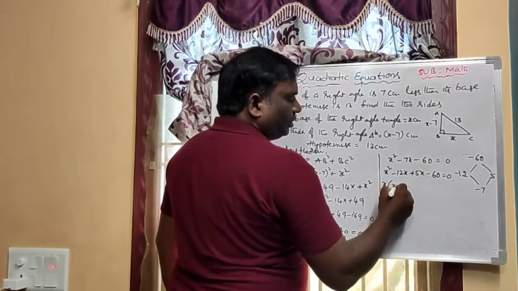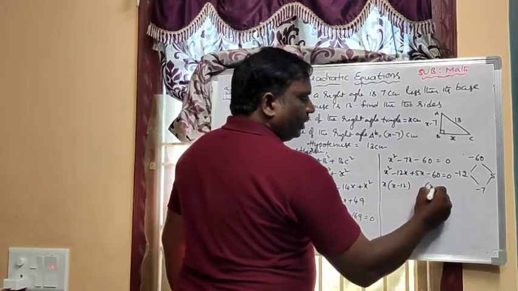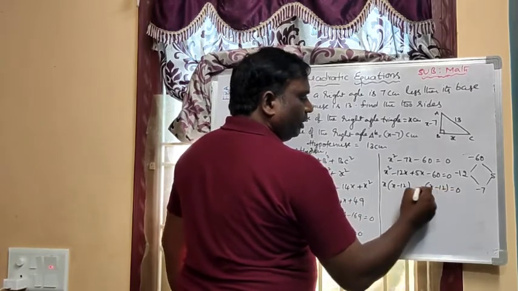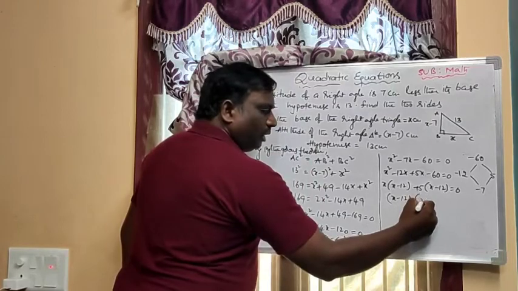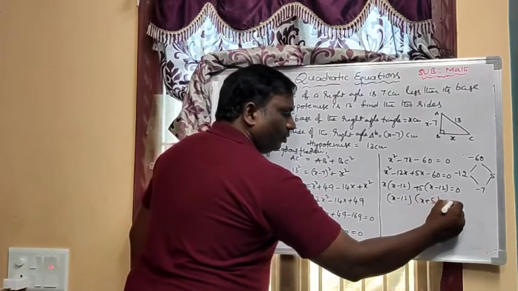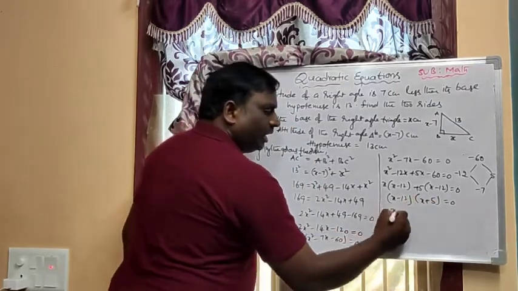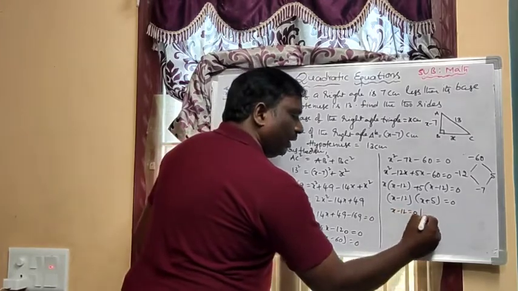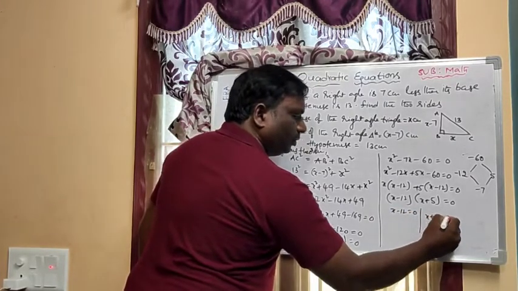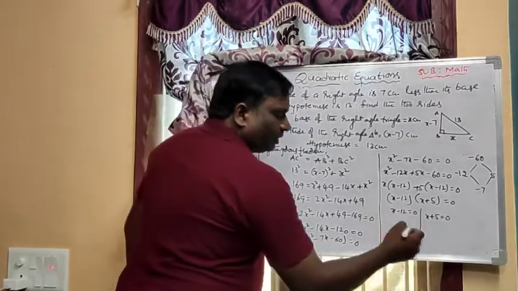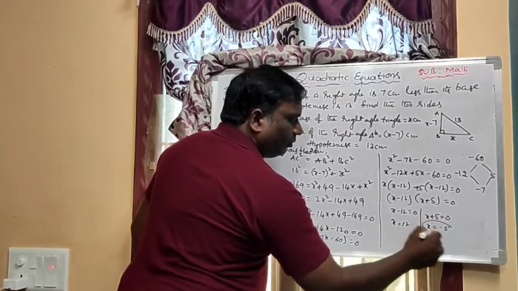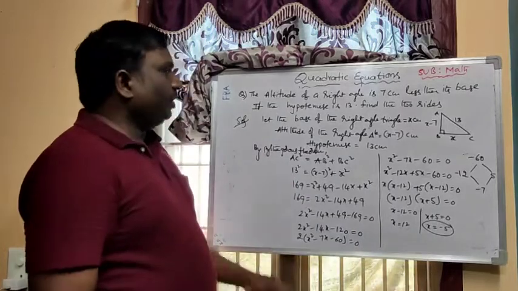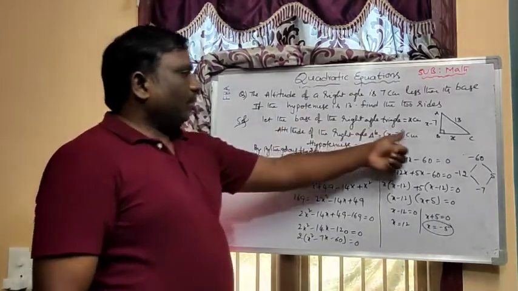Take x common from the first two terms, x minus 12, and for the last two terms take 5 common, x minus 12. So (x minus 12)(x plus 5) equals 0. Two linear factors: x minus 12 equals 0 and x plus 5 equals 0. First case x equals 12, second case x equals minus 5. We cannot take minus 5; x can't be negative because x is a positive value.